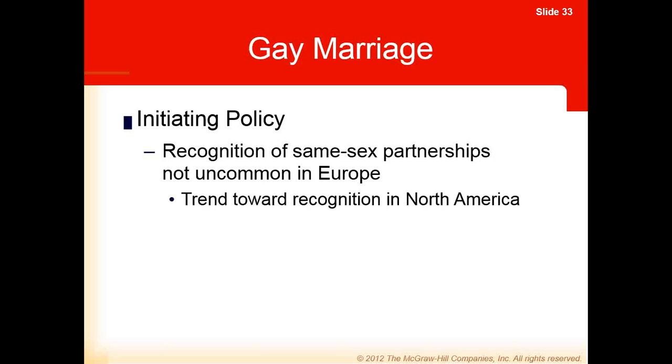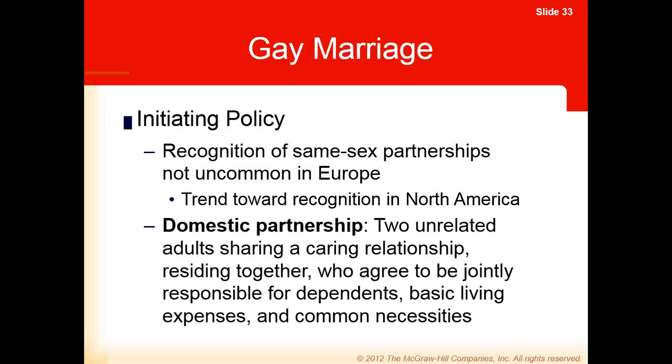There is a trend towards recognition, and I believe it was in 2010 that a poll for the first time revealed that a majority of people in the United States of America are in favor of a federal law supporting same-sex marriage at the federal level. Domestic partnership: two unrelated adults sharing a caring relationship, residing together, who agree to be jointly responsible for dependents, basic living expenses, and common necessities. Civil union, domestic partnership, these are the kind of things that are proposed in lieu of calling it marriage.